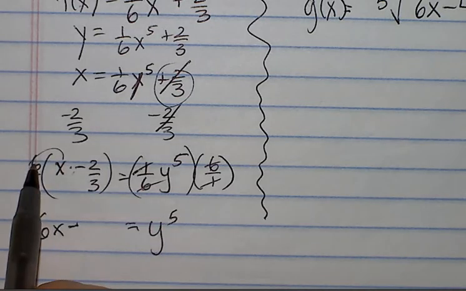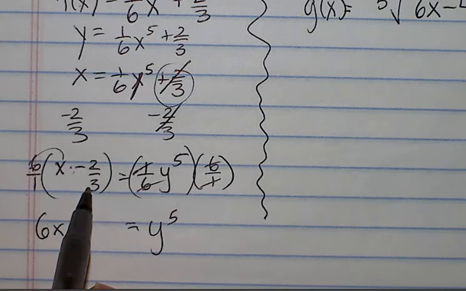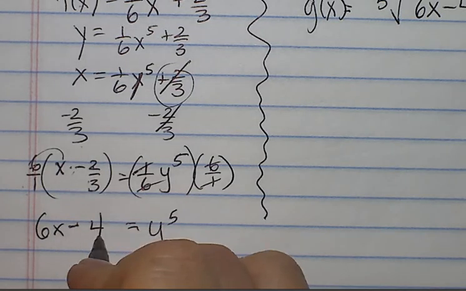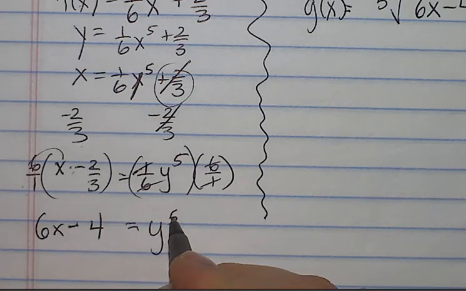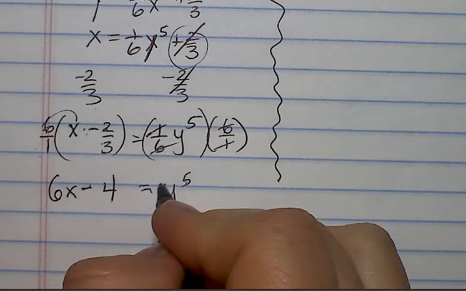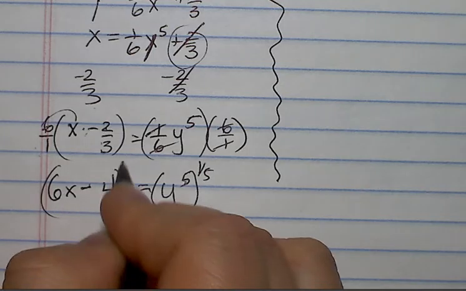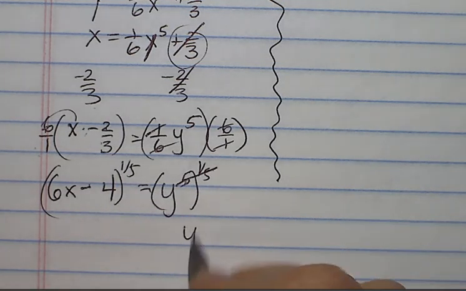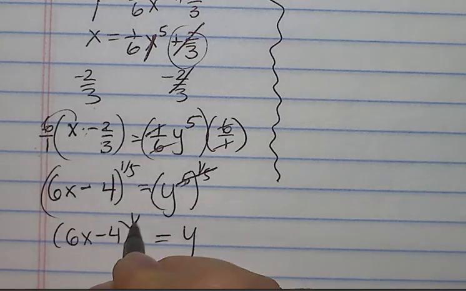Bring down the subtraction sign. 6 times 2 is 12. 1 times 3 is 3. So 12 divided by 3 is 4. Very last step, to get rid of the exponent of 5, we're going to raise it to the 1/5 power, and leaving it in rational exponent form, there's our answer.